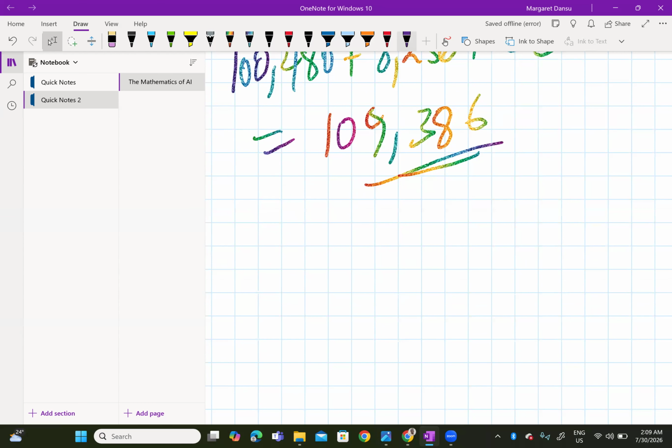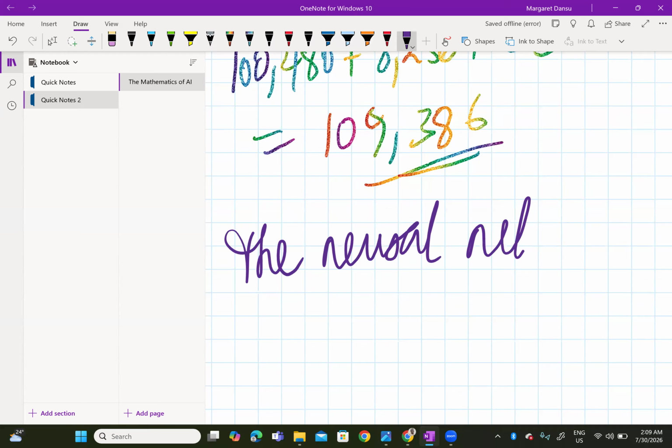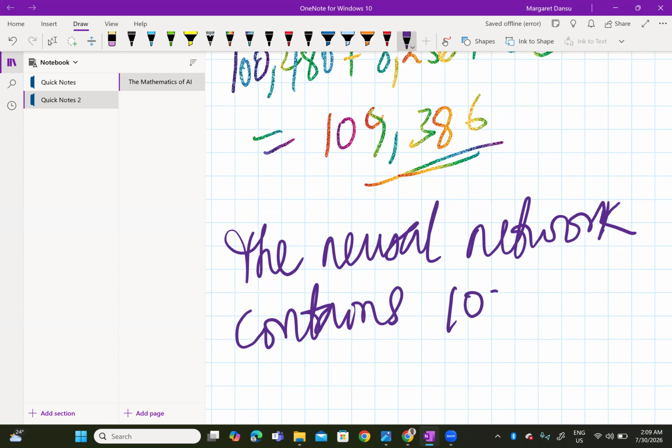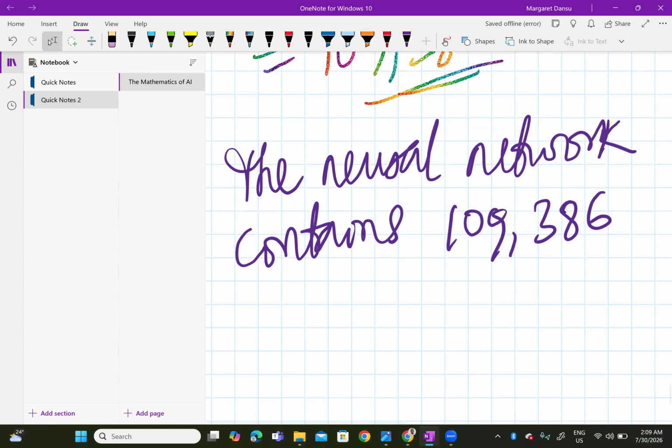So then we say the neural network contains 109,386 trainable parameters.